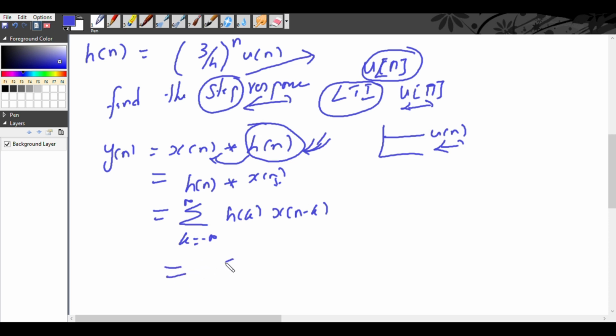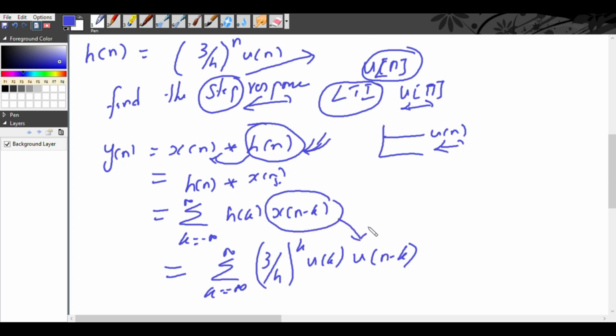So what is h of k? Summation k equal to minus infinity to infinity (3/4)^k u of k u of n minus k. What is u of n minus k? How did I get this one? Because this is nothing but x of n minus k. I know by property of the unit step, when the input has been shifted with the k delay, then again the step input will be shifted actually. That's the meaning. Okay, so this will be shifted, right?